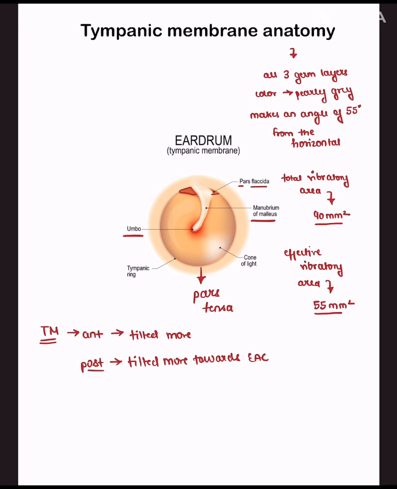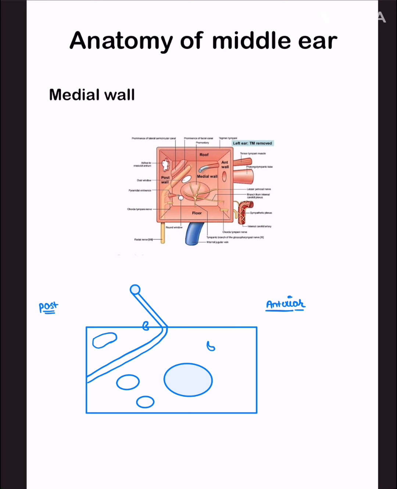Now we will be looking up into the middle ear cavity. The middle ear cavity is just like a room. It consists of anterior wall, posterior wall, roof, floor, medial wall and lateral wall. The lateral wall is formed by tympanic membrane. The most important is medial wall.